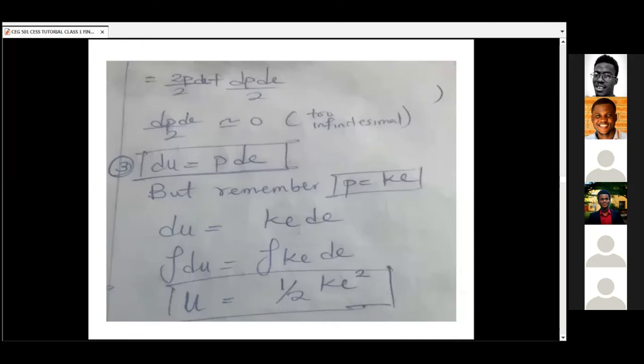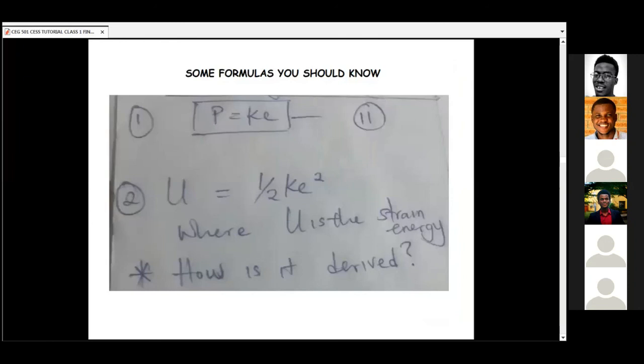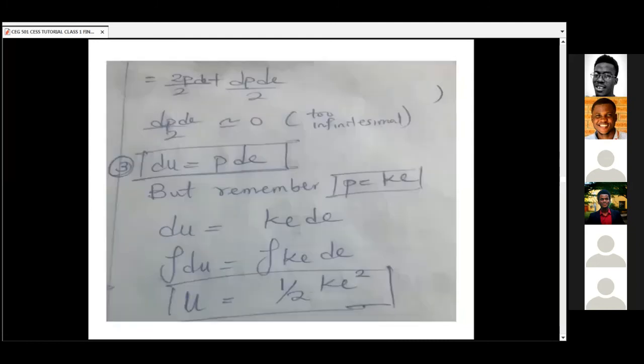Now, continuing with our derivation for U equals half K E squared. Remember earlier I stated that P equals KE from Hooke's law. I wrote that as number one. So now, remembering that P equals KE, we can put it into the formula above, which is dU equals P dE. If we replace P with KE, we would have dU equals KE dE. So now, integrating both sides, the integral of dU will equal the integral of KE dE. When we integrate, we will see that U is equal to half K E squared. I hope that's understandable.